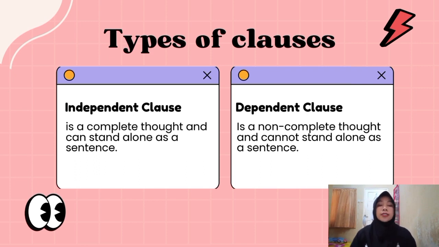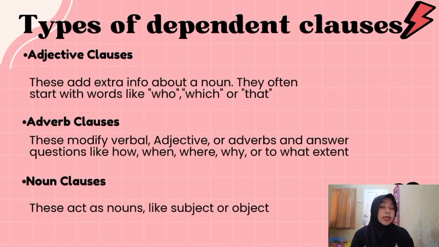Okay, the second one is dependent clause. It's an incomplete thought and cannot stand alone as a sentence, or it's like a sentence part that needs more to make sense. Like the example, "because she loved to read." And dependent clauses are divided into three parts. The first one is adjective clauses, the second one is adverb clauses, and the last is noun clauses.